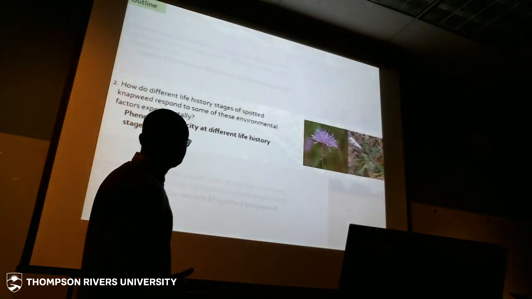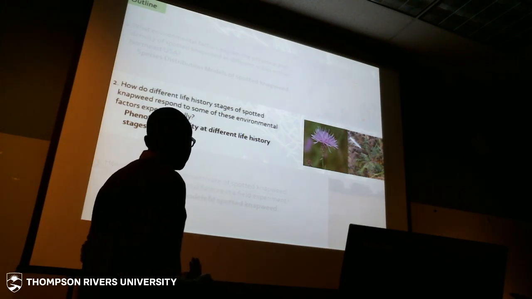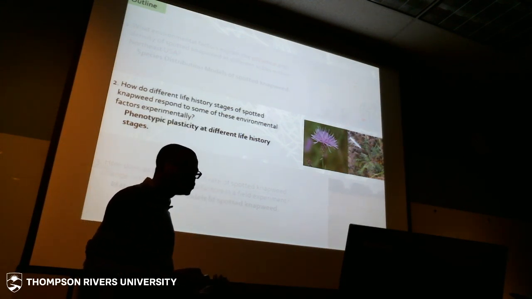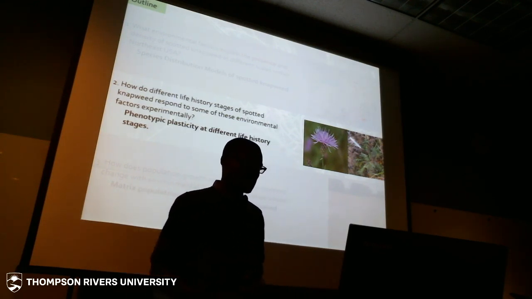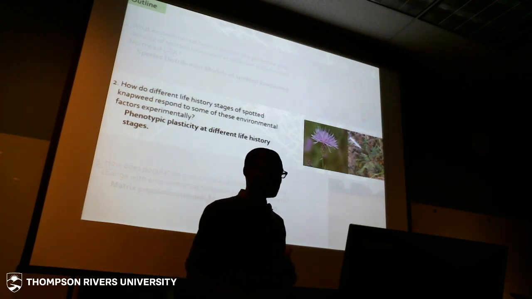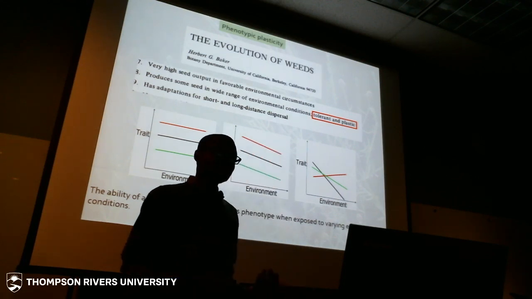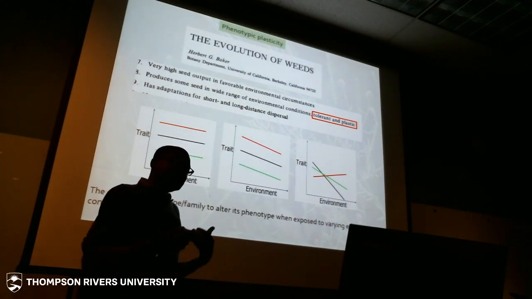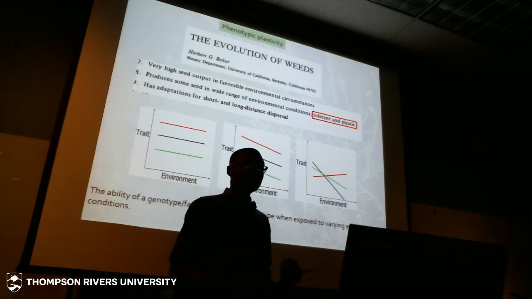The question I wanted to ask in that case was, how do different life history stages of spotted knapweed respond to some of these environmental factors in an experimental situation? To do that, I looked at phenotypic plasticity of spotted knapweed at different life history stages. The idea of phenotypic plasticity in general is that it is the ability of a genotype to alter phenotype when exposed to varying environmental conditions.